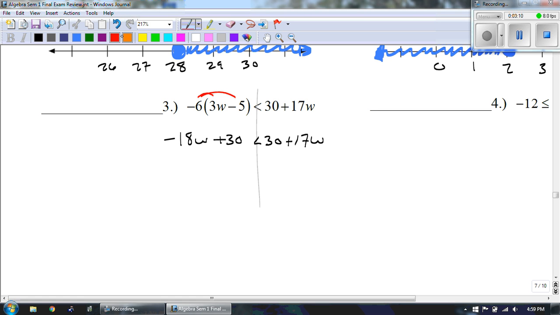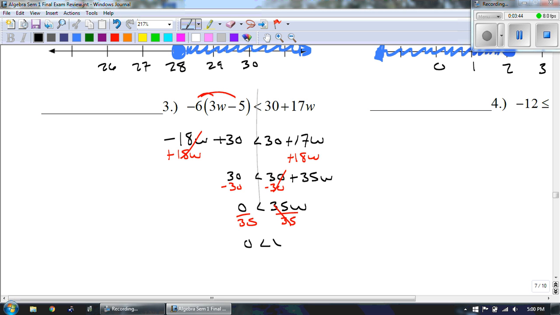I want to get the variables to one side, so I'm going to move the smaller variable. And we have 30 is less than 30 plus 35w. I'm going to subtract the 30. 30 minus 30 is 0, which is less than 35w. And then we divide. 0 divided by 35 is 0.